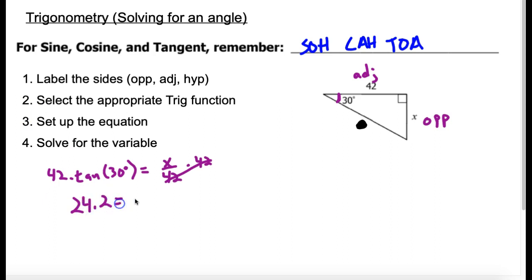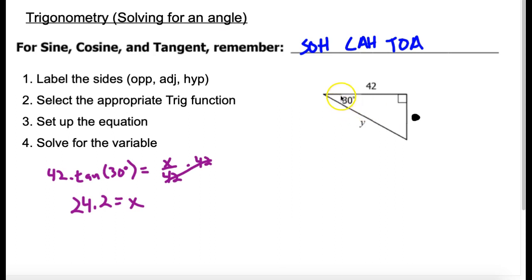So there's our answer for x. So now, to solve for y, I'm just going to do this problem again, but this time I'm going to completely ignore x. So I'm just kind of starting over now.